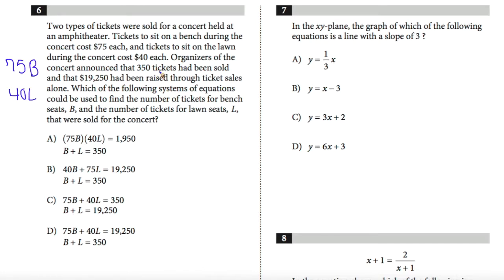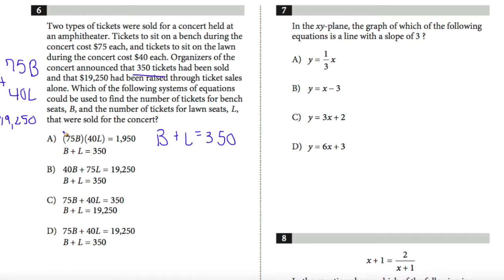Organizers of the event announced that 350 tickets sold total. So that is my B plus L equals 350. That's my total amount of tickets for bench and lawn seats. And both of those tickets together had sold for 19,250. So these values added together are going to be 19,250. Which of the following systems of equations could be used to find the number of tickets for bench seats, B, and the number of tickets for lawn seats, L, that were sold for the concert?